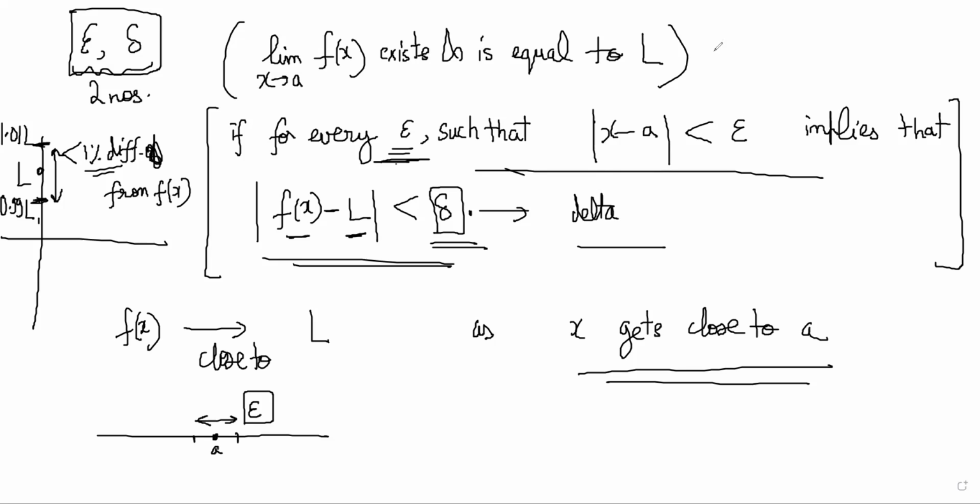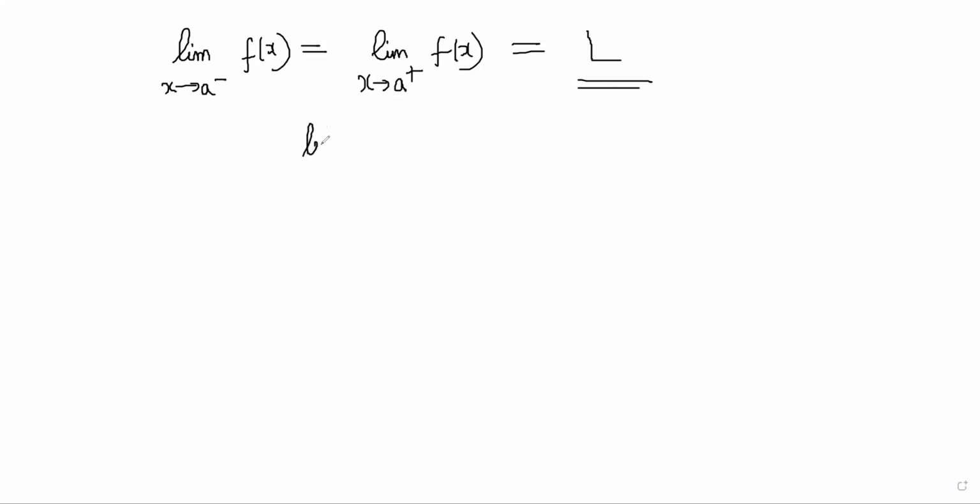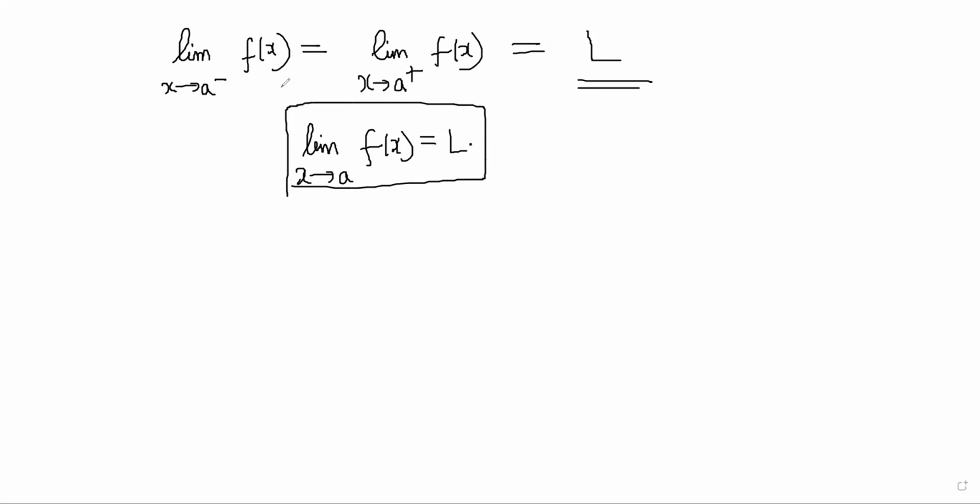For now, understand that for a function to have a limit, you need the limit as x tends to a minus of f(x) to be equal to the limit as x tends to a plus of f(x), and both values should be equal to the common L. Then only you will say that the limit as x tends to a of f(x) is equal to L, right?